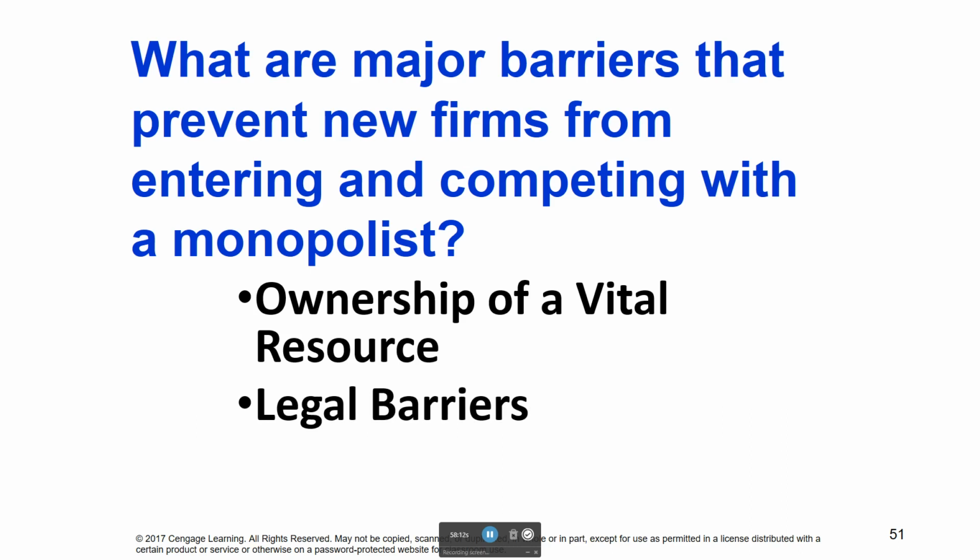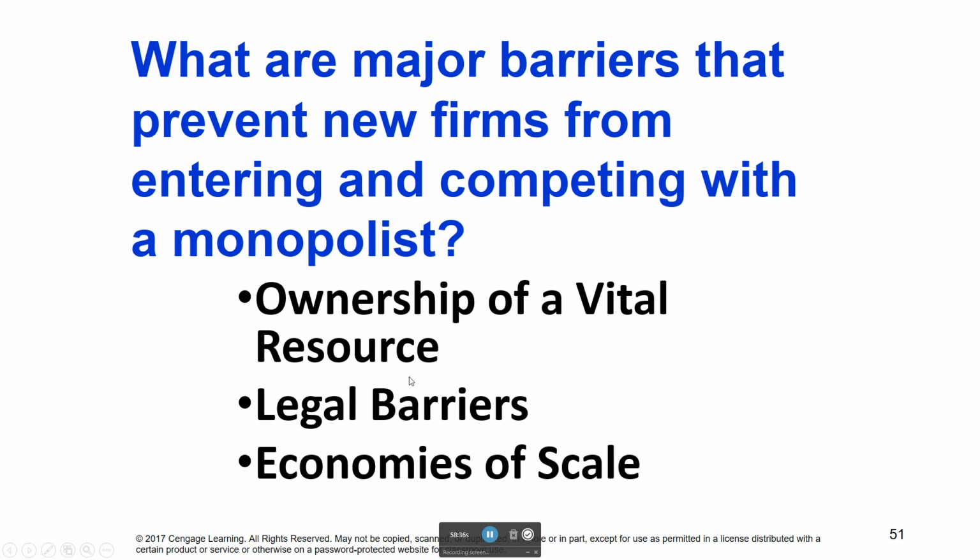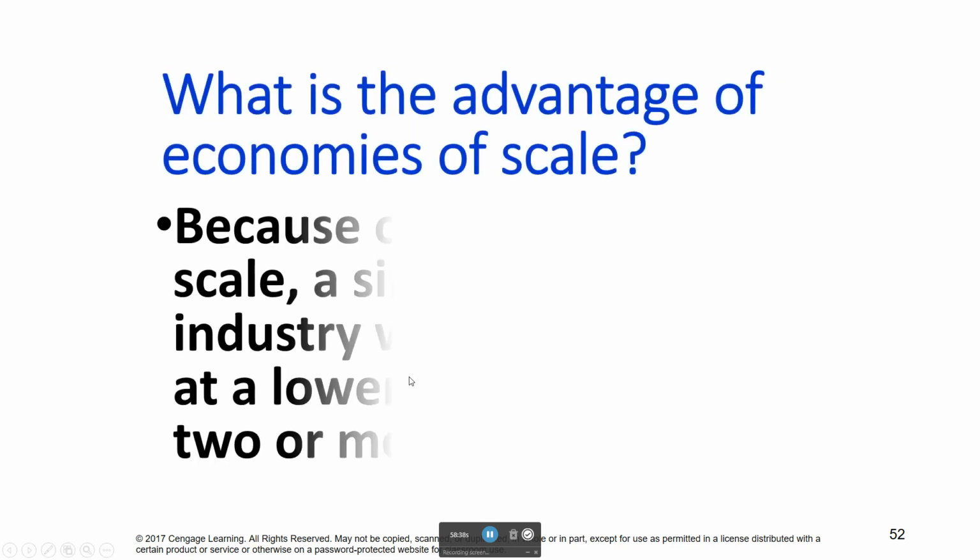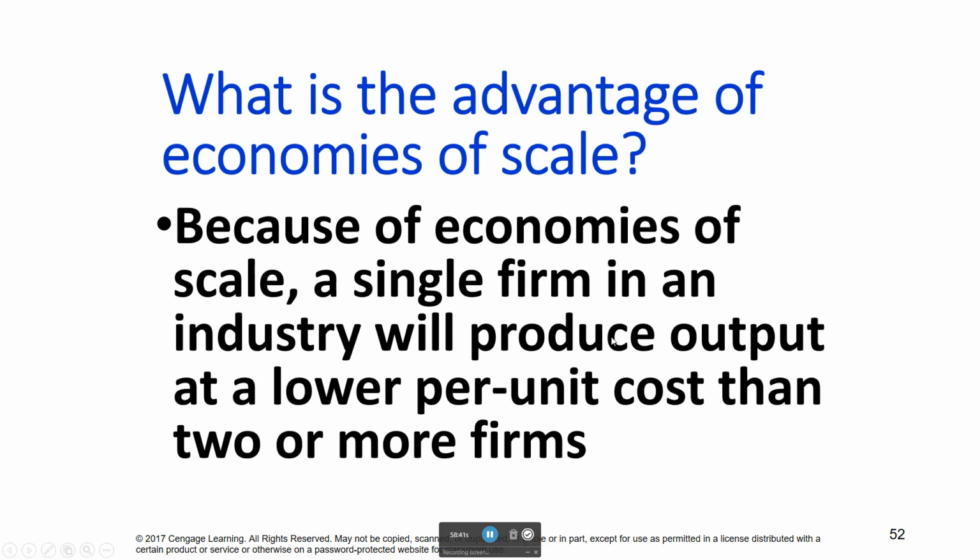Alabama Power has a legal monopoly, a legal barrier to entry by anyone else. Only Alabama Power can supply power to your house if you live in the city of Gadsden. Comcast Cable is the only cable provider. There are legal barriers. The city will not let anyone else provide those services. Or economies of scale, which we'll look at later. Oftentimes because of economies of scale, a single firm in an industry will produce output at a lower per unit cost than 2 or more firms.